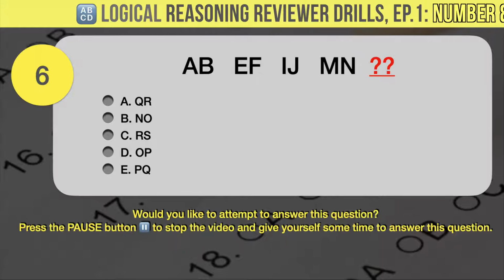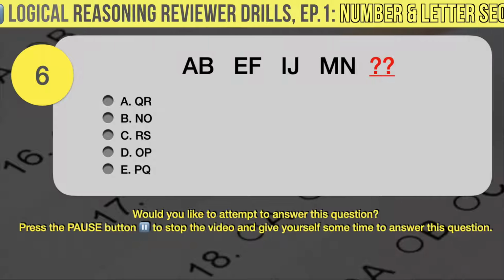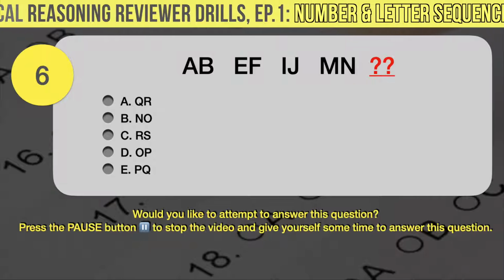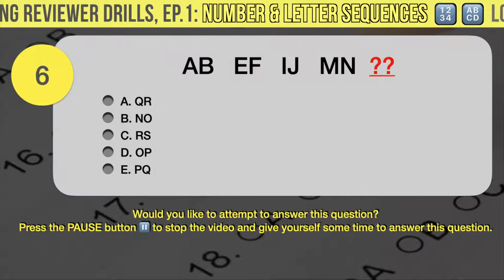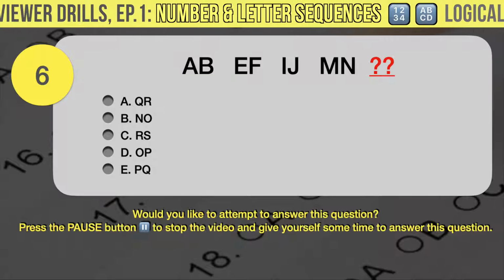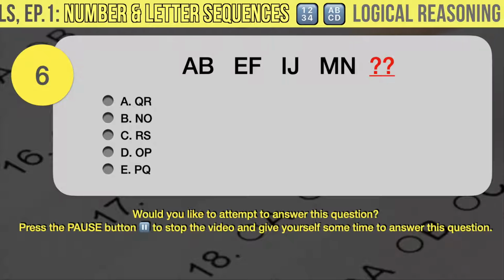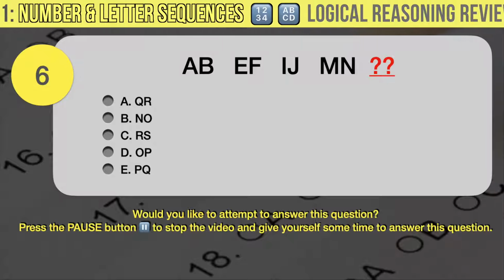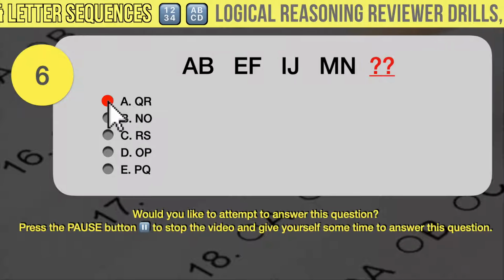Drill question number 6. Which letter pair comes next in the following sequence? A, B, E, F, I, J, M, N. Your answer choices are A. Q, R, B. N, O, C. R, S, D. O, P, E. P, Q. The correct answer is A, Q, R.